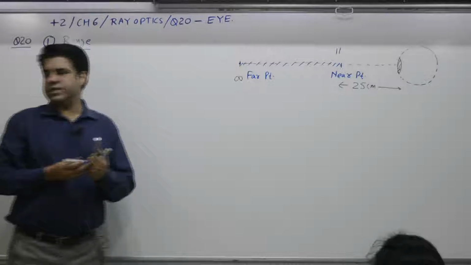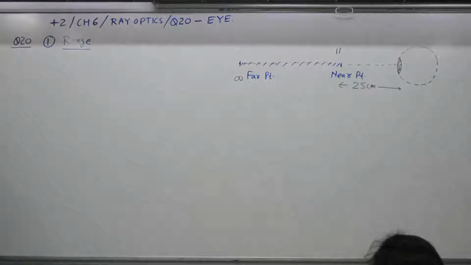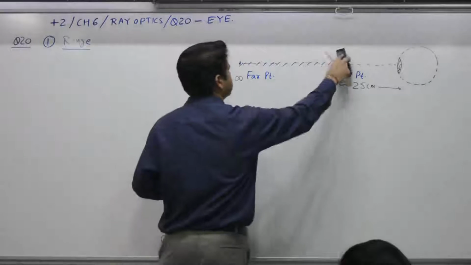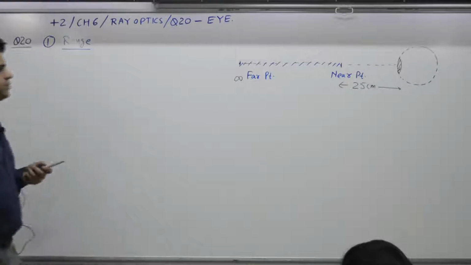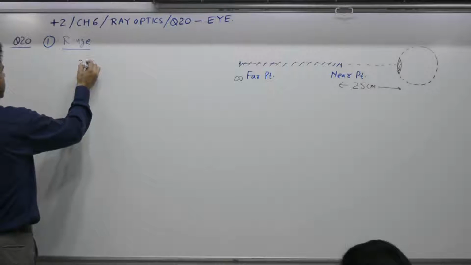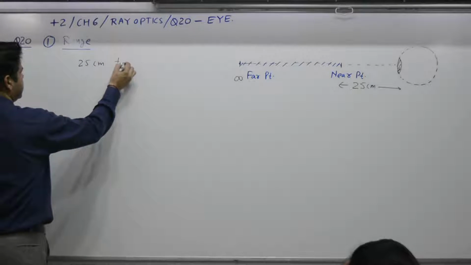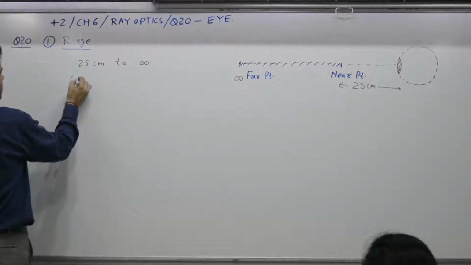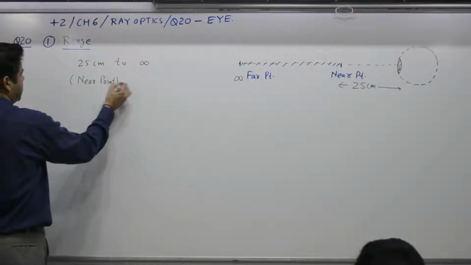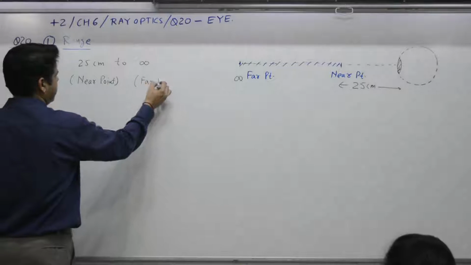One minute to write point number 1. So range is what? 25 centimeter to infinity. This is near point. This is far point.